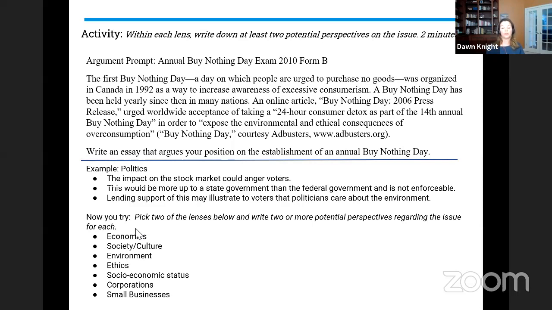So these are the perspectives that we might end up refuting, rebutting, or conceding in our essay that illustrate that we delved deeper and that we fully understand it. It shows sophistication. And this is how we get to that sophistication point in the rubric.